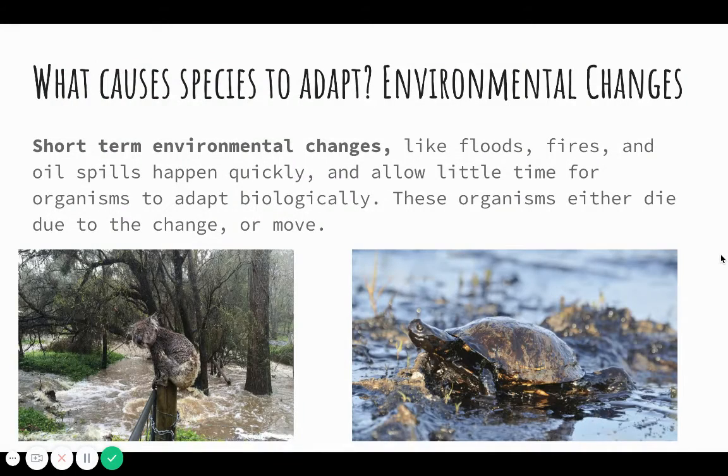So short-term and long-term environmental changes can also cause species to adapt. Short-term environmental changes are things like floods, fires, and oil spills. And these changes happen quickly and allow little time for organisms to adapt biologically. So these organisms will either die due to the change or they will have to move.